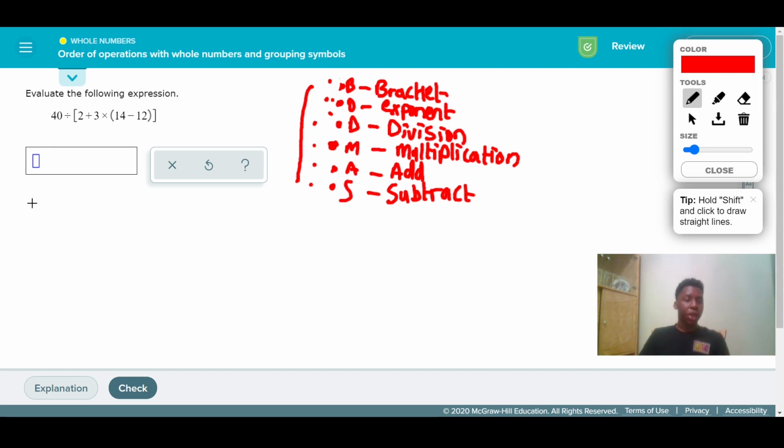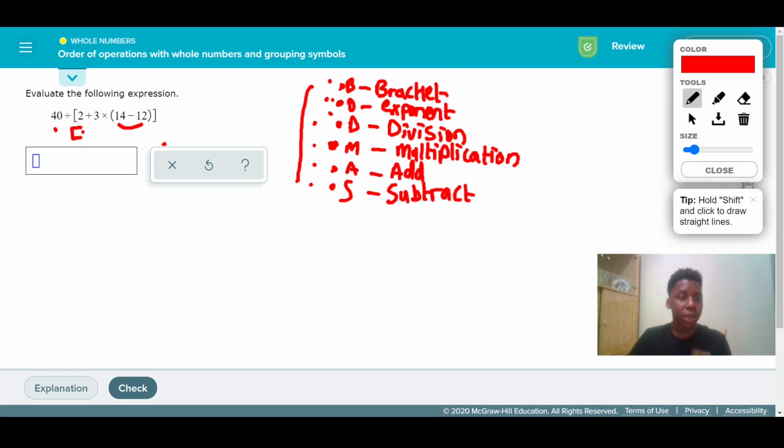So let's look at this question. This question says 40 divided by 2 plus 3 times bracket 14 minus 12, right? Whenever I'm given this type of question, I want to work with the inner bracket first. I'm going to look inside of this bracket and ask myself, is there any other equation hidden inside? There's an equation here, which is 14 minus 12, and we know 14 minus 12 equals 2, because when you subtract 12 from 14, that gives us a 2.